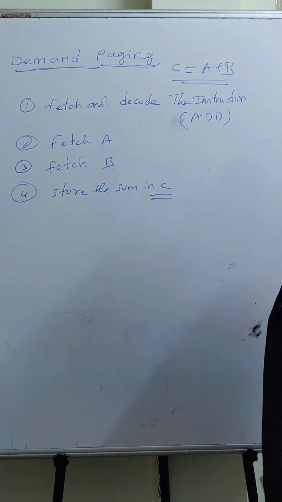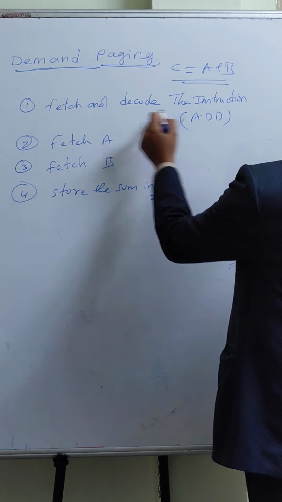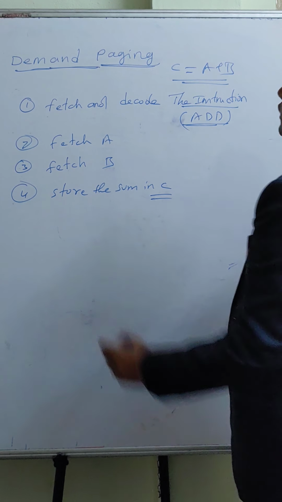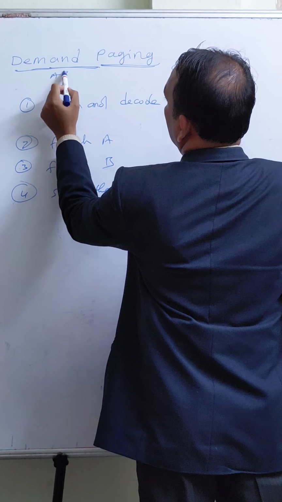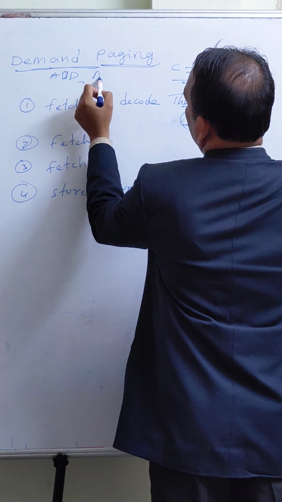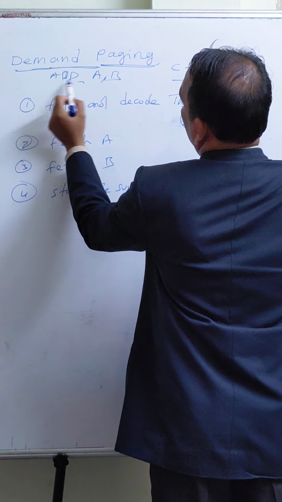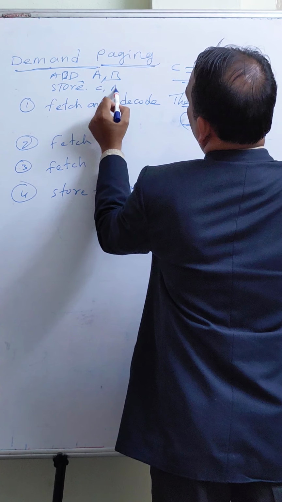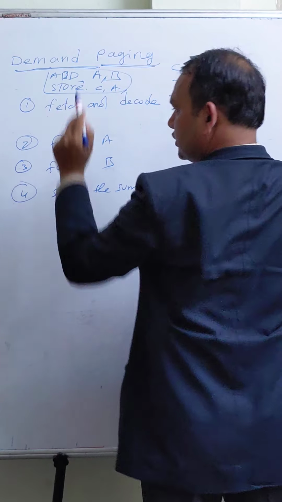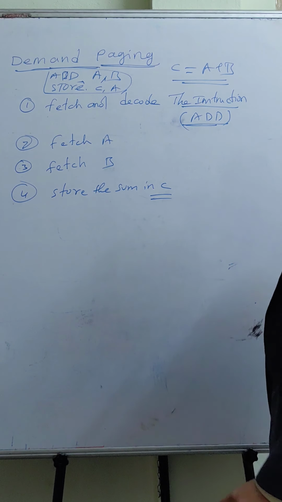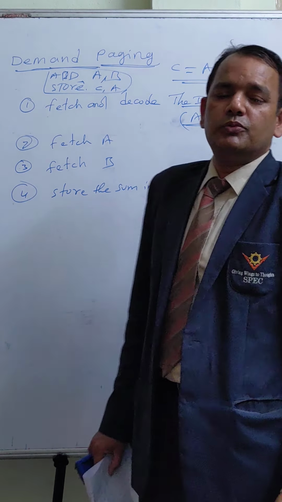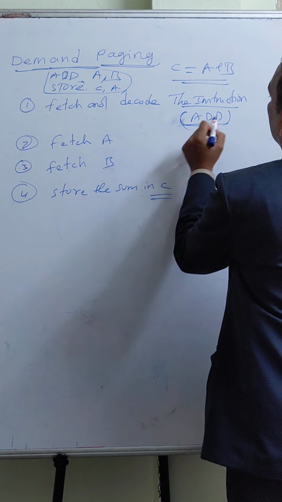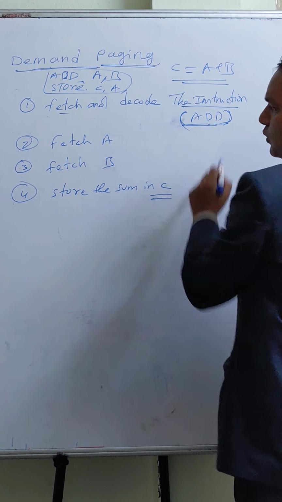Fetch and decode the instruction add, or simply add A, B, store C, A. This is the instruction. We need to add A and B, and the result has to be stored in C. Suppose fetch and decode: this instruction is fetched and decoded.